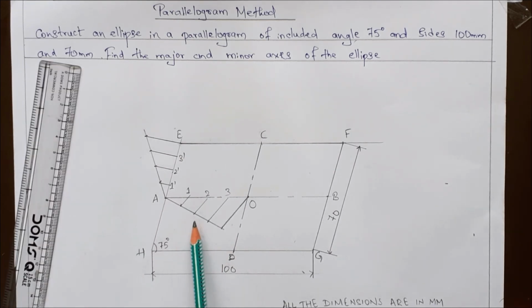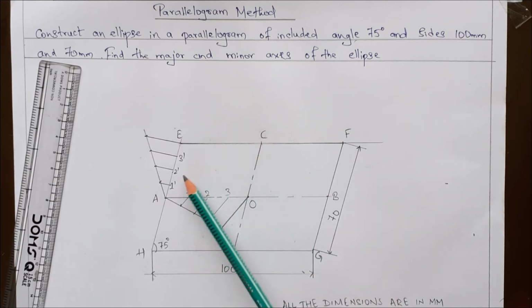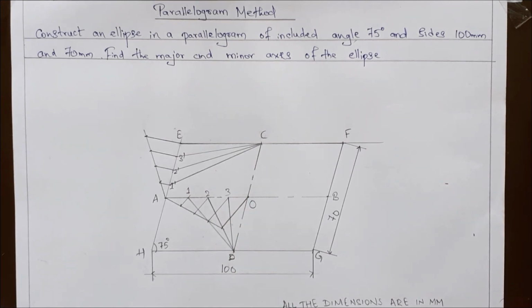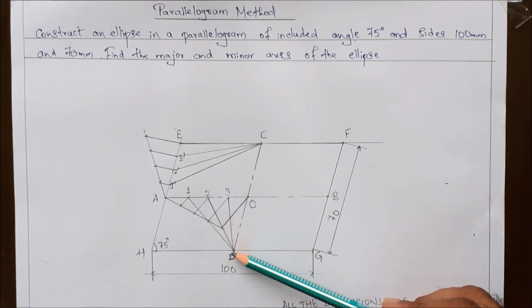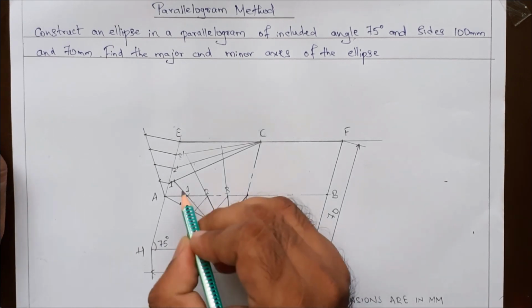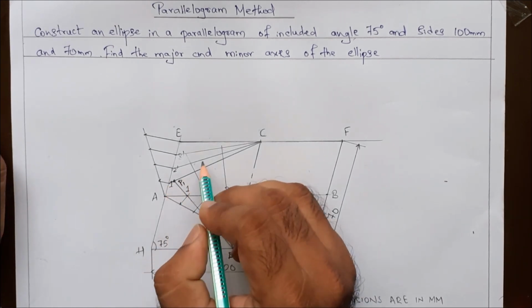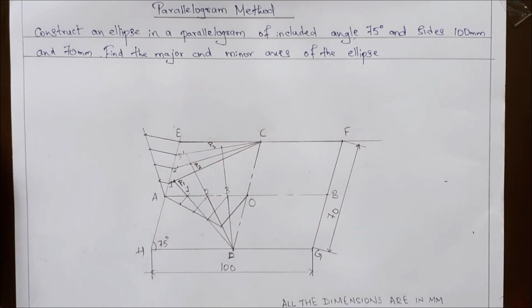After drawing these lines, let's join C with 1 dash, C with 2 dash, C with 3 dash and D with 1, D with 2 and D with 3. Now extend the line D1 to meet at 1 dash and D2 to meet at 2 dash and D3 to meet at 3 dash. So let's name these points as P1, P2 and P3.